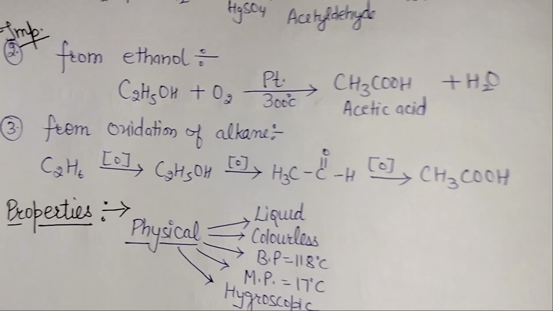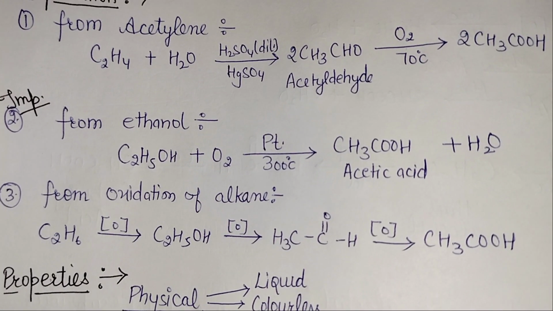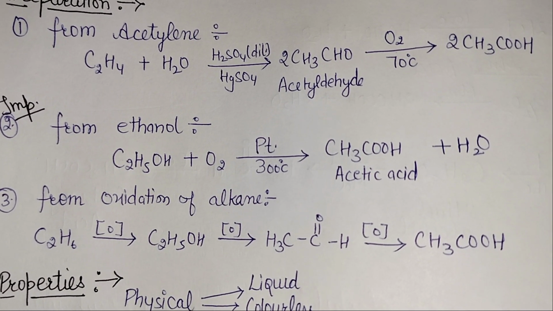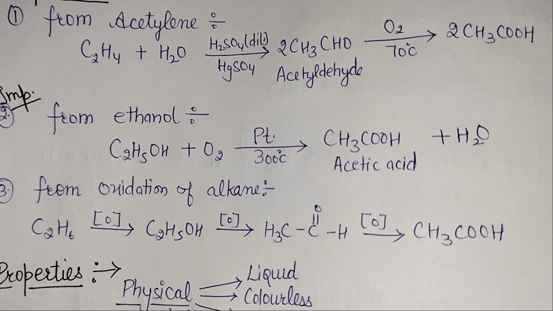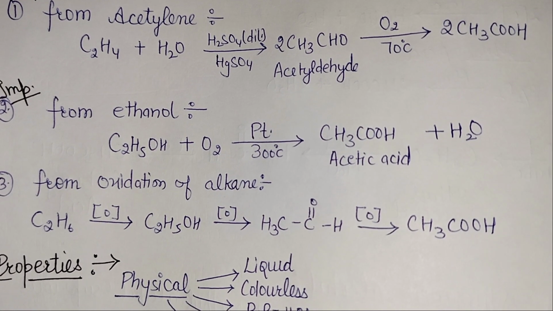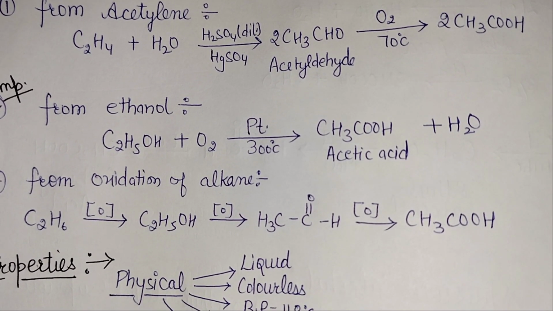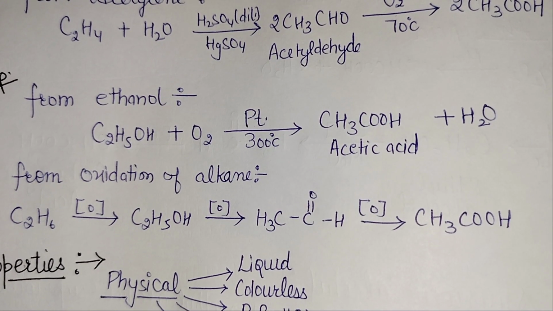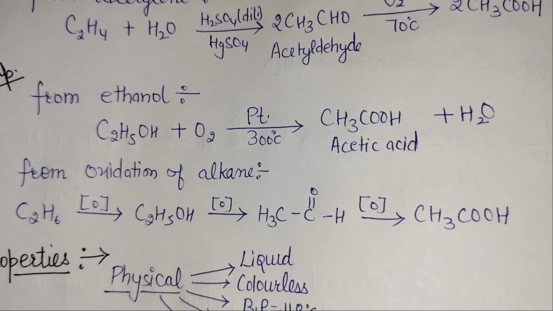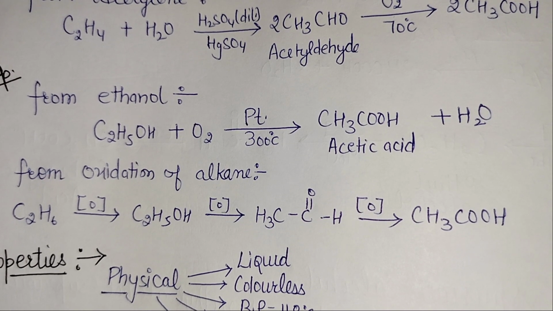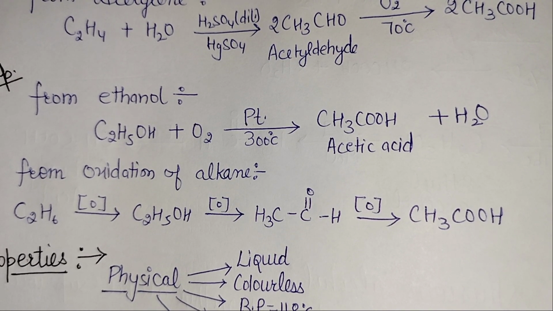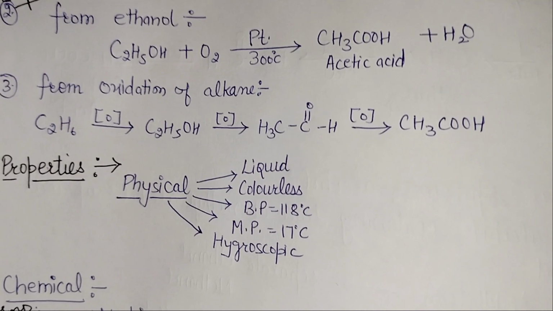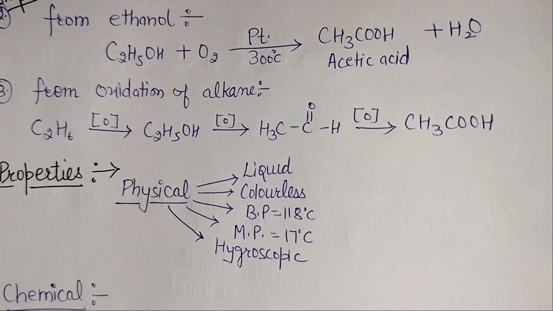Then the second one, very very important, mostly asked in your exams: preparation of ethanoic acid from ethanol, or we can say from alcohol. Here we are taking ethyl alcohol because we are going to prepare acetic acid. So this ethanol is oxidized in the presence of platinum and a temperature of 300 degrees Celsius to form acetic acid plus water.